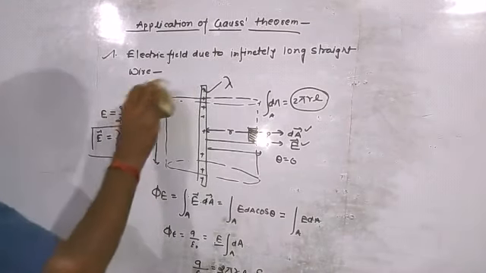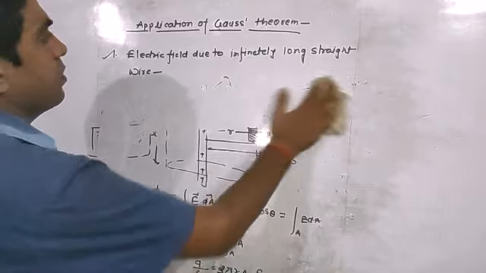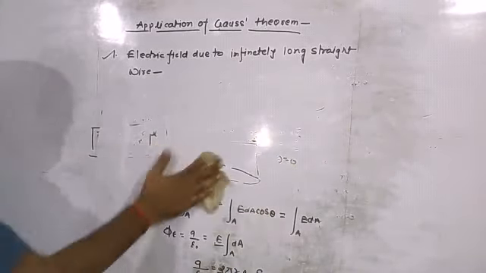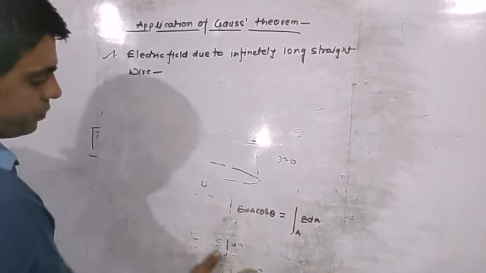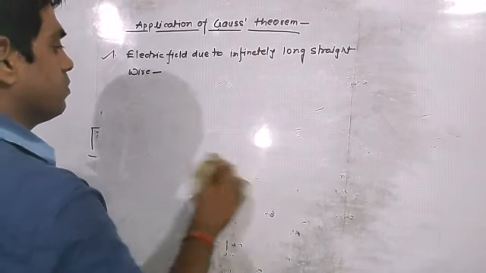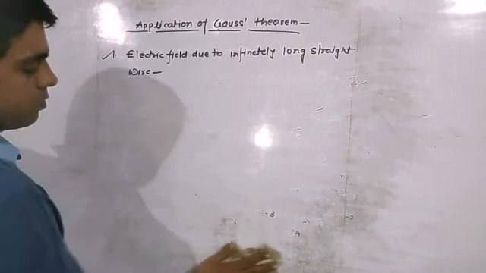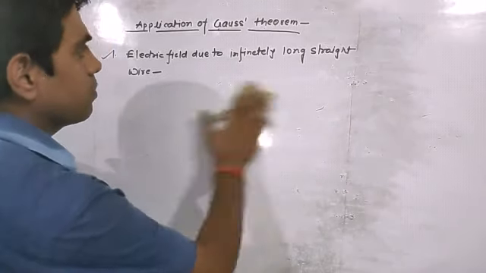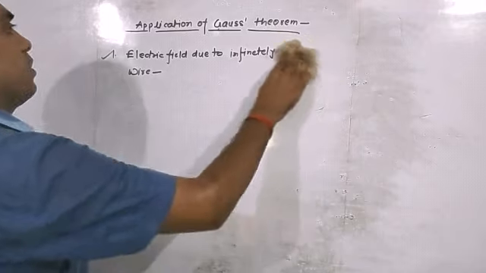Now after discussion of the first application, we can similarly find out the electric field intensity. Instead of an infinitely long straight wire, we can find it for a plane sheet also. Here, in place of the long straight wire, we take a plane sheet.